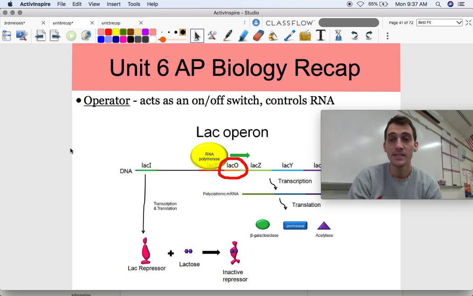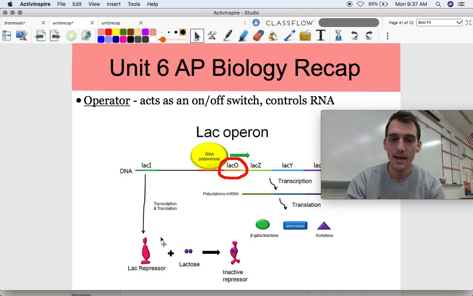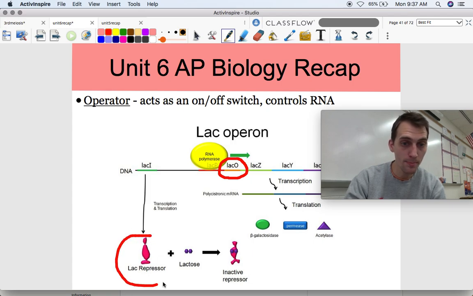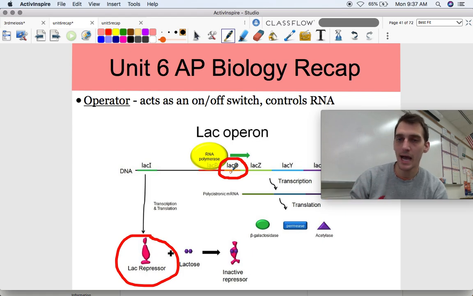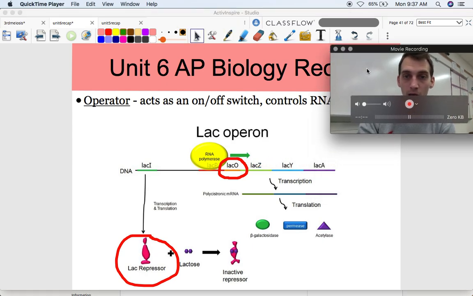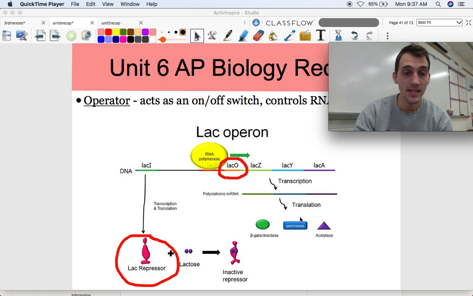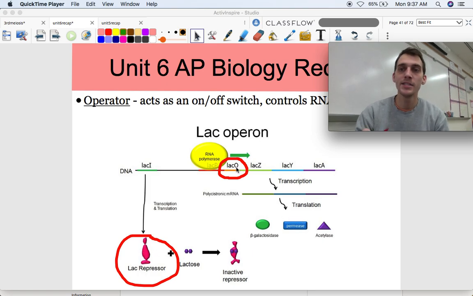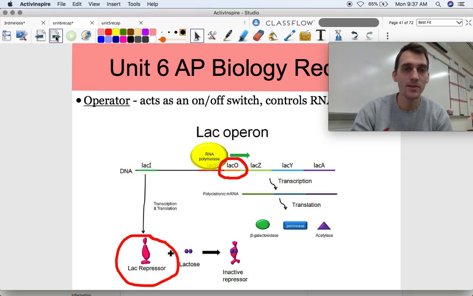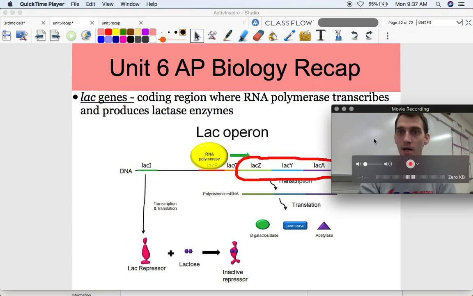The operator is the segment right next to the promoter that acts as an on or off switch, and it controls DNA. When the protein called the repressor, I'm going to circle that down here as well, is bound to the operator, guess what? It represses or stops that gene from being transcribed. It stops RNA polymerase from sliding down here to LAC-Z and LAC-Y, and LAC-A in order to make these enzymes because the repressor is in the way. Hence, the gene is off. Now, the gene is on when the repressor is out of the way. And how do you get the repressor out of the way? Well, I'm going to talk about that in a second here.